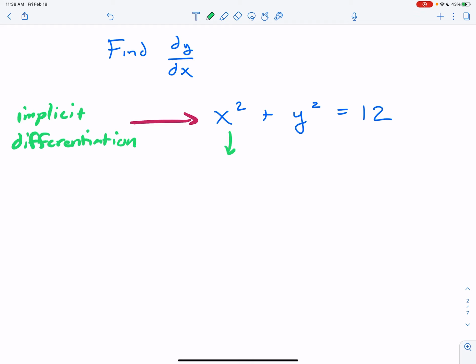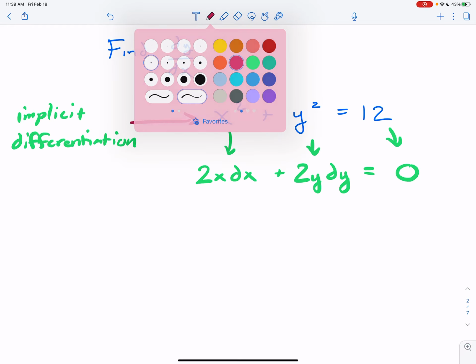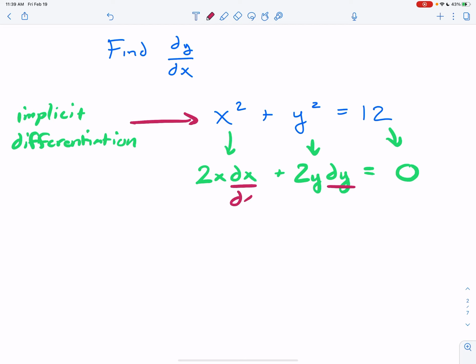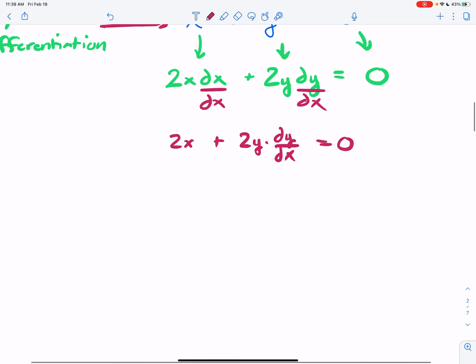So in this case, the derivative of x squared is 2x with respect to x. And this one here is 2y with respect to y. And the derivative of 12 is just 0 because it's a constant. Then we divide each differential by dx. So then we're going to have 2x plus 2y dy dx is equal to 0.